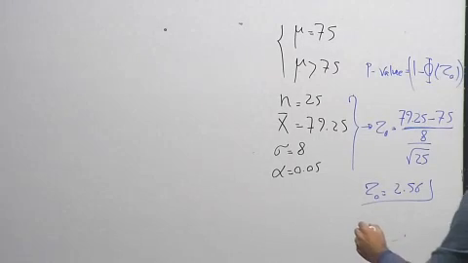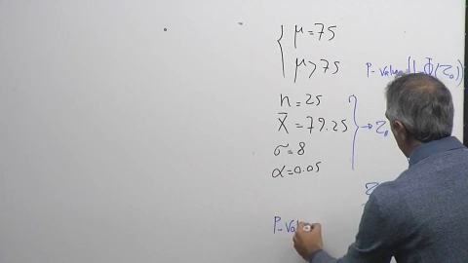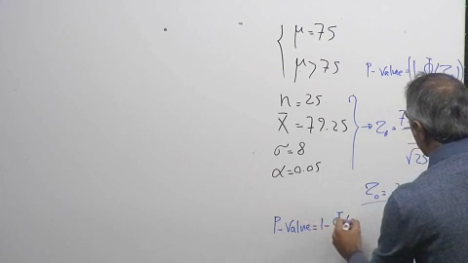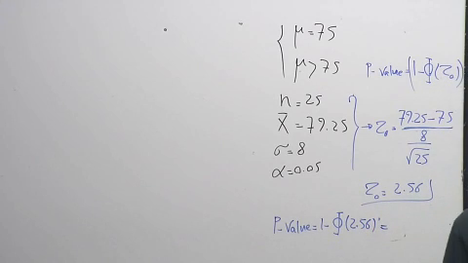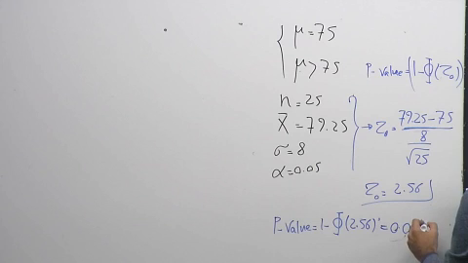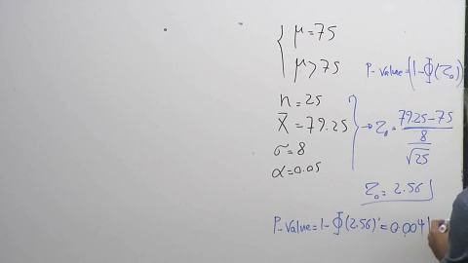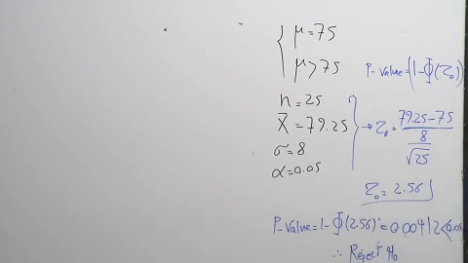Then your p-value is 1 minus phi of 2.56. In this case it is 0.00412. This is less than 0.05. Therefore, reject H null. Okay? Any questions?